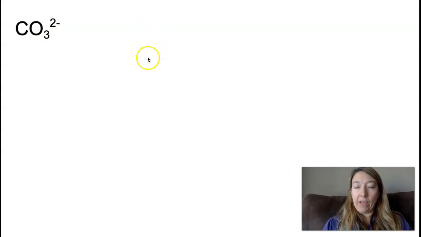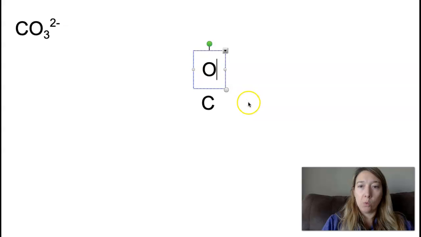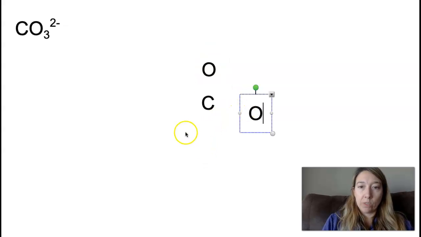Okay, so starting off this example, we still have to figure out what goes in the middle. So between C and O, C has 4 unpaired, O only has 2. So we are going to put our C in the middle, and then we have 3 O's to place around it.